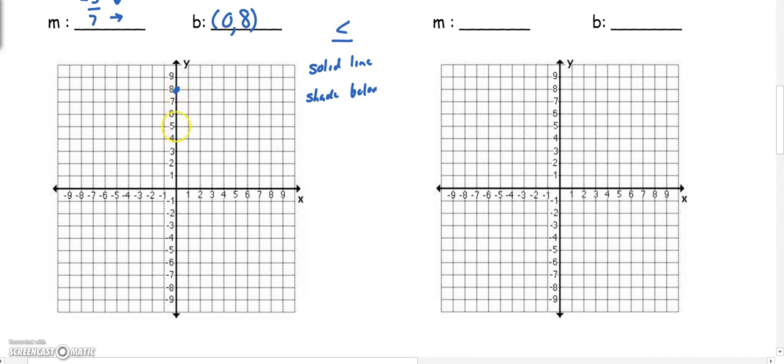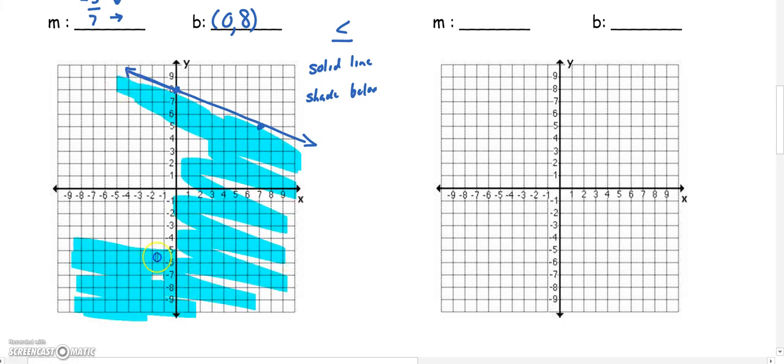I'm going to go down 3, right 7. I only get one dot to fit on the line. That's okay. I'm just going to connect my line now. And then because it is a less than, I'm going to shade below my graph.